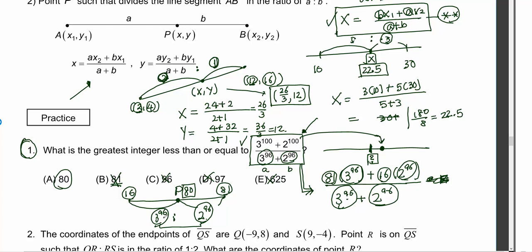Is that okay? Because 3 to the 96 is greater than 2 to the 96. Actually, half of this is how much? 81 plus 16 divided by 2 is how much? 97 divided by 2 is about 48.5, right? This point should be what? It must be to the right side of 48.5, but less than 81. So this is the only choice. Okay? Right.